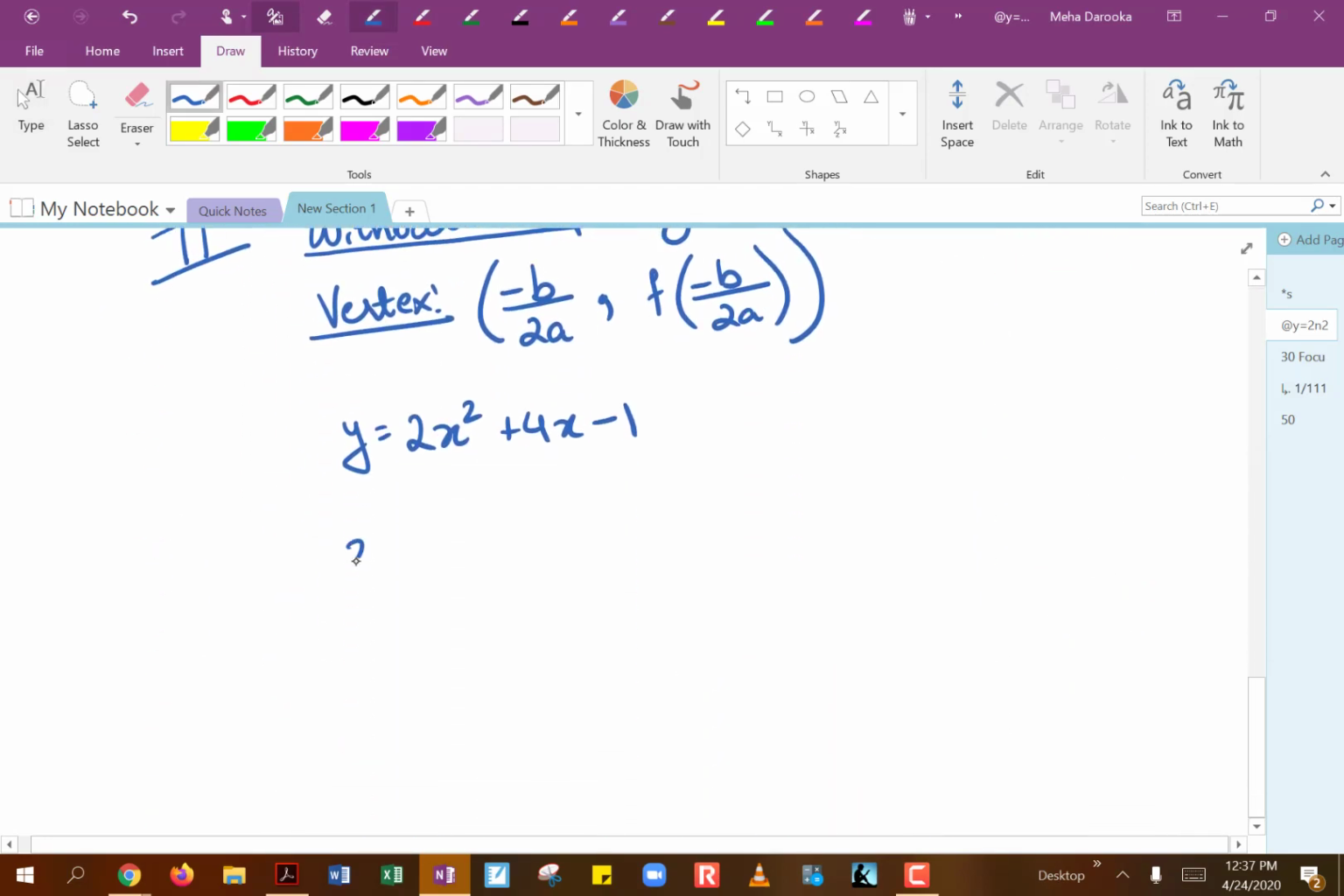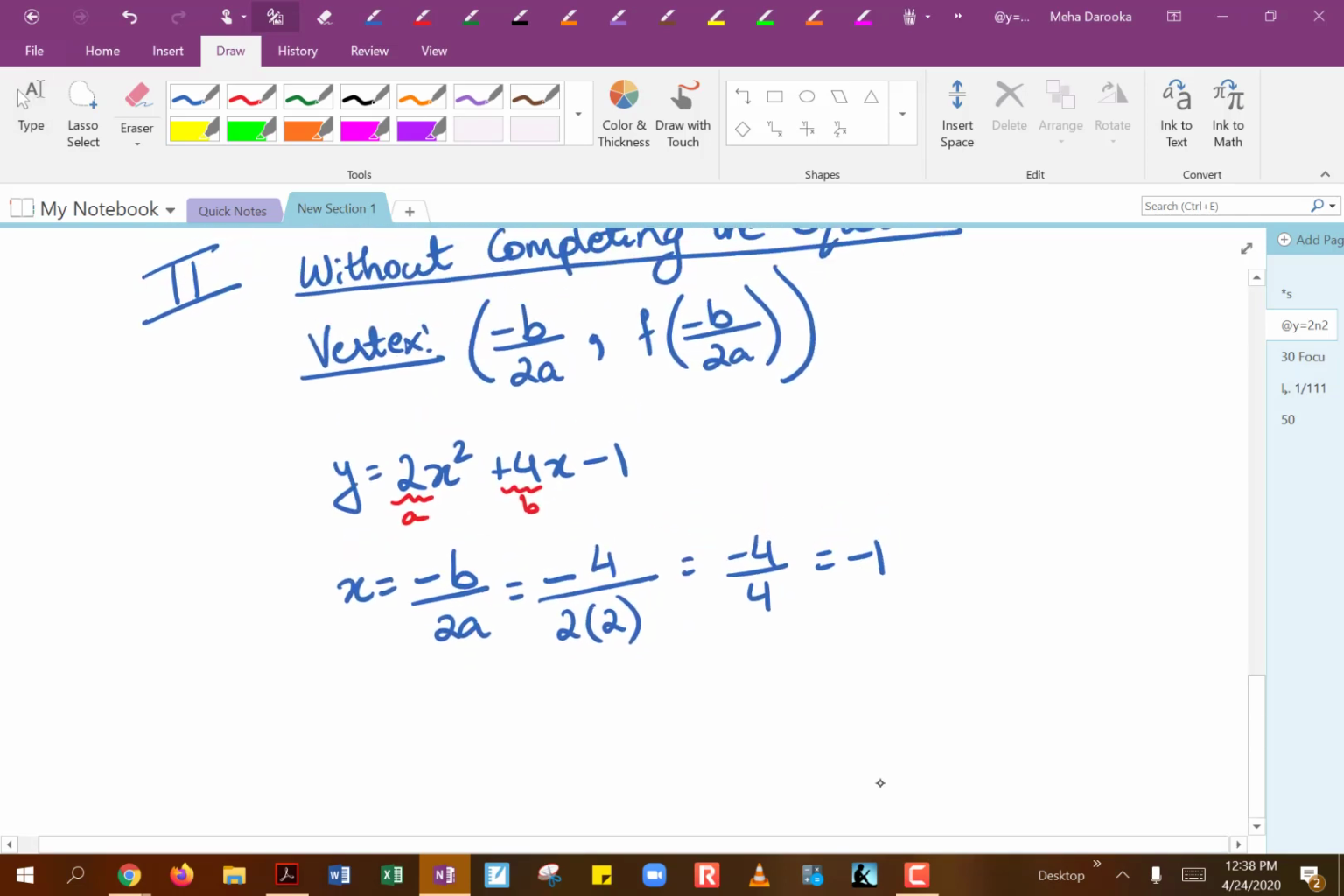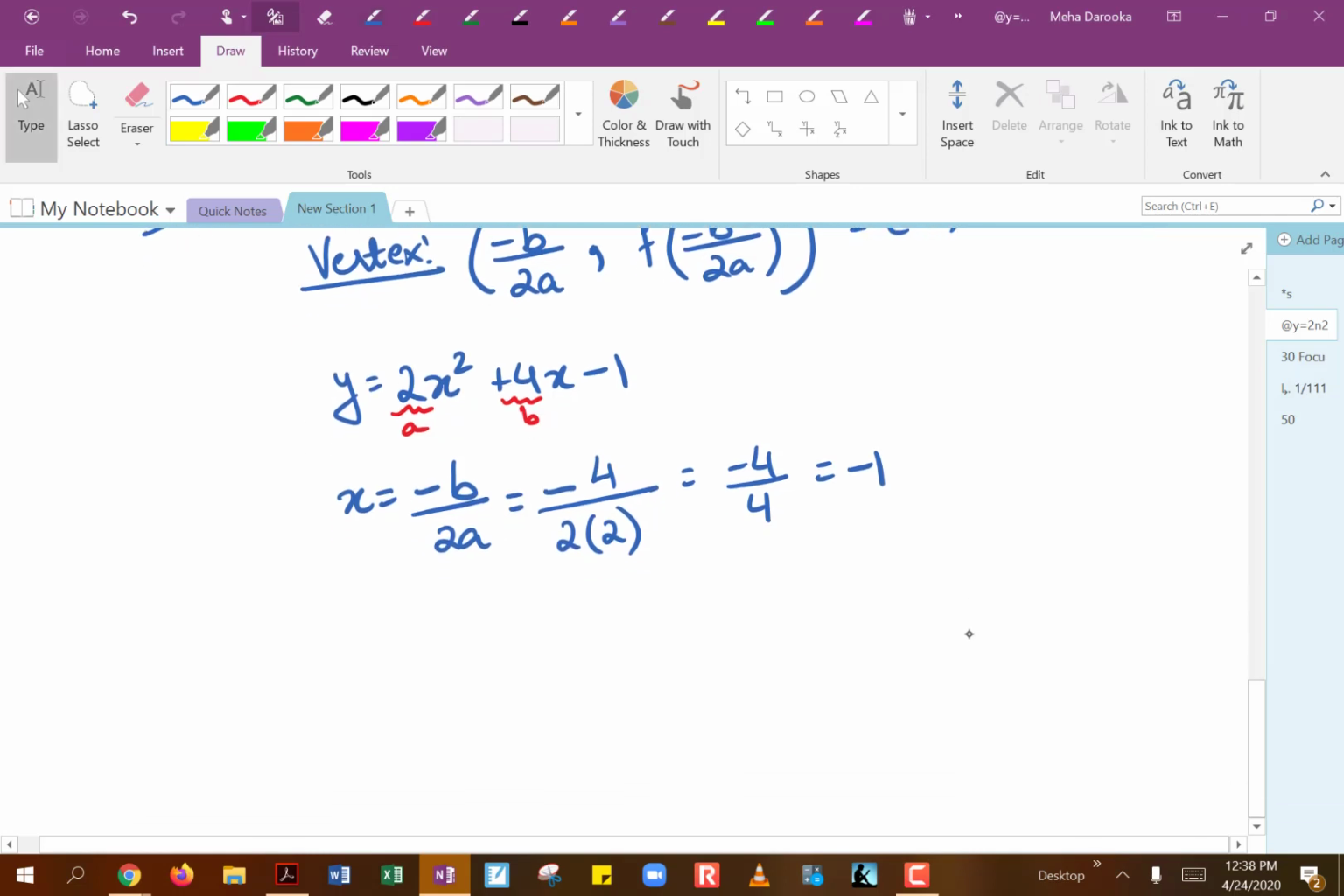So to find our x coordinate for the vertex, it's -b/2a. So that's going to be negative. Of course, our b term is +4. Our a term is 2. So that would be -4 over 2 times 2, which is -4 over 4, which of course comes out to be -1. So you are getting your vertex x as -1, and now to find the y value, we put this back into our equation.